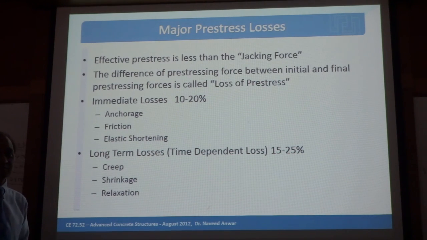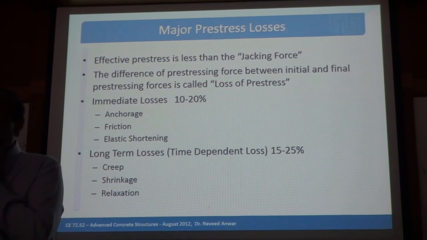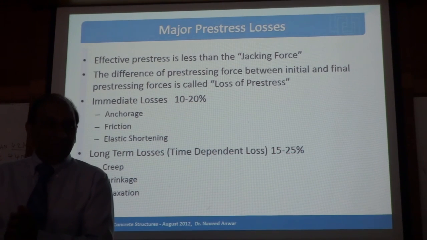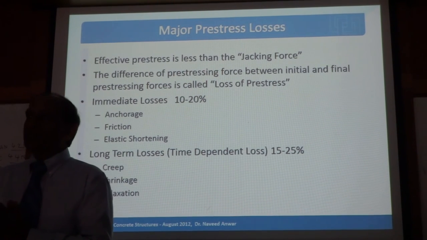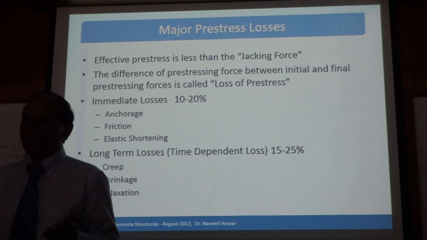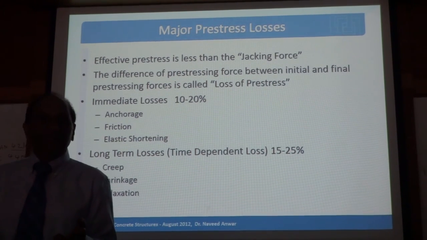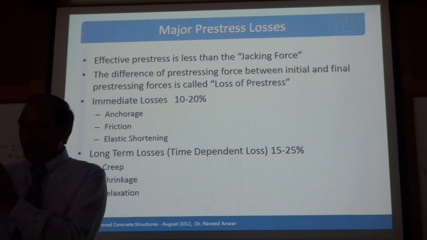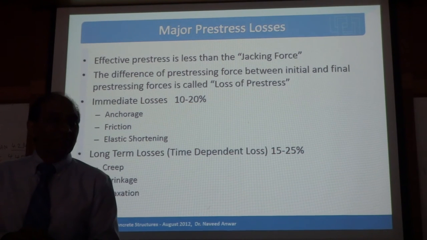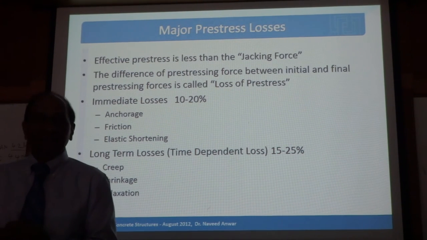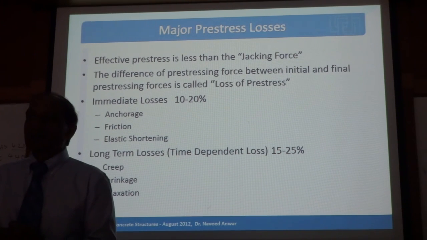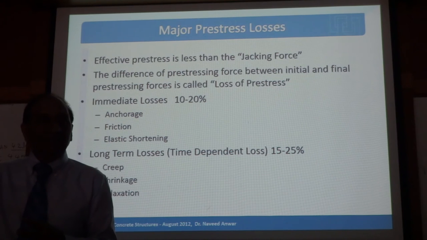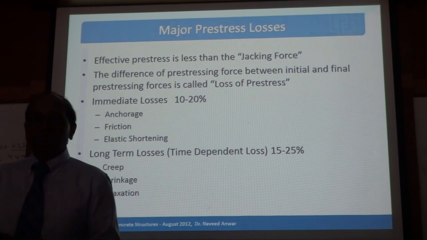Shrinkage. What is shrinkage? Strain without loading. Creep is strain with constant stress. Shrinkage is strain without loading. There is no load, nothing. The thing is sitting by itself and shrinking, right? Becoming shorter. So shrinkage also reduces the length of the member, and obviously pre-stressing will be lost. Shrinkage can be short-term or long-term, right? Short-term shrinkage is when you dry it, when the water evaporates, the concrete shrinks. Normally short-term shrinkage happens before you apply the pre-stressing, right? But long-term shrinkage continues.